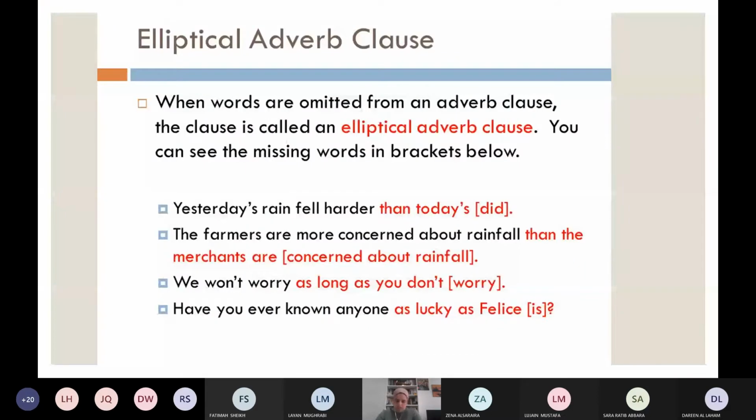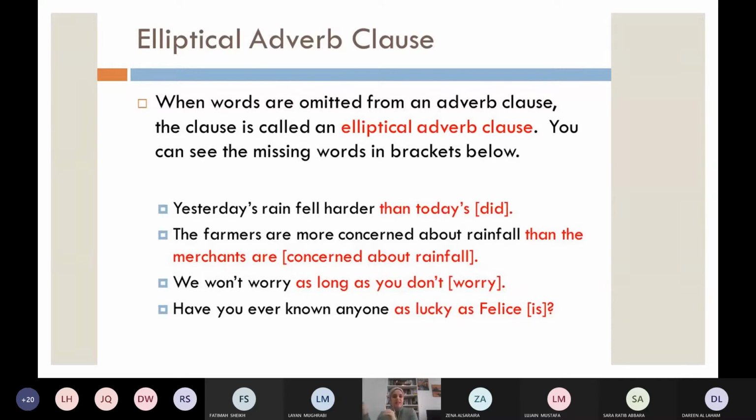Here, girls. Sometimes we erase some words from the clause, that Sarah asks about. What is the story of that? Let's say first what it is, and then I tell you. When words are omitted from an adverb clause, the clause is called an elliptical adverb clause. You can see the missing words in brackets below. Yesterday's rain fell harder. This is an independent clause.